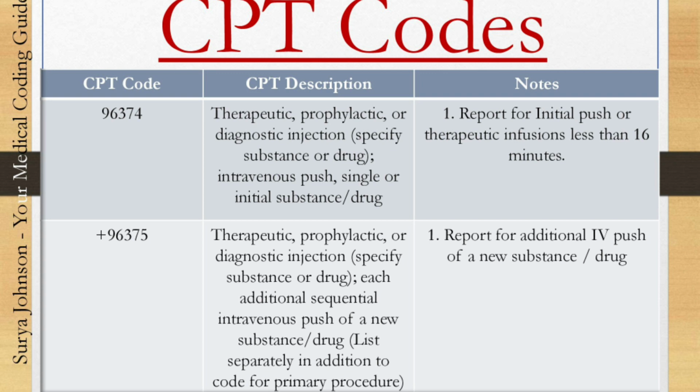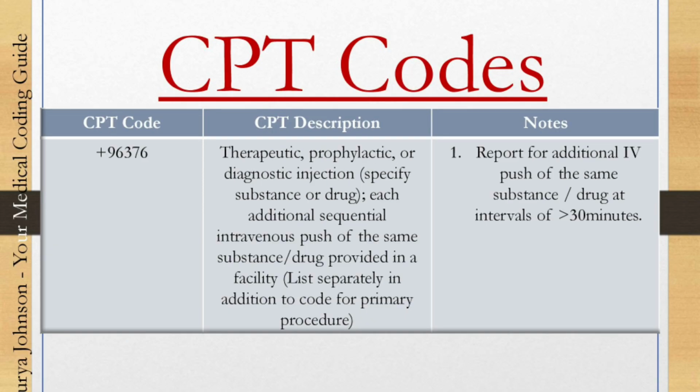So there is another add-on code 96376. That is therapeutic, prophylactic or diagnostic injection, each additional sequential IV push of the same substance. So the difference between 75 and 76 is 75 is a different substance, 76 is the same substance, same drug or the substance that is given as an IV push or IV injection. So the important note here is report for additional IV push of the same substance or drug at an interval of greater than 30 minutes.